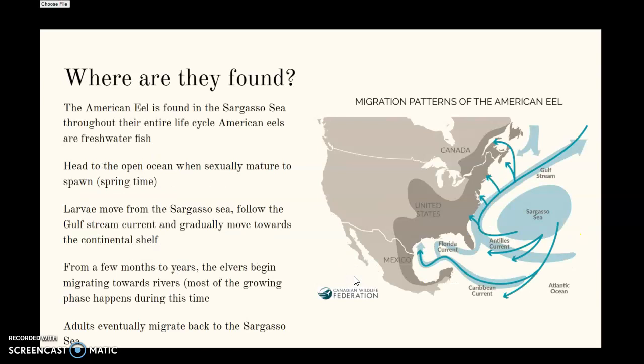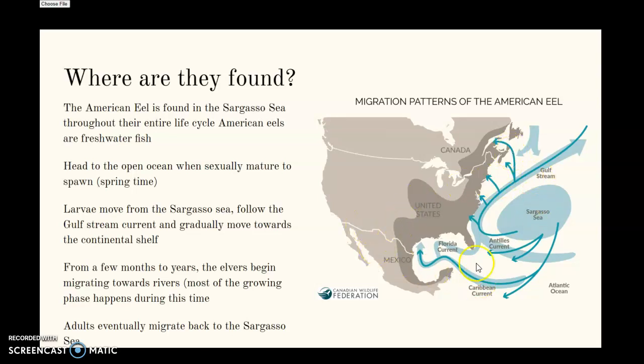Alright, and now where is the American eel found? So they are actually found in the Sargasso Sea, and they actually live most of their life cycle as freshwater fish. For migrating and spawning and reproduction, they head to the open ocean when they are sexually mature, which is during springtime roughly. And the larvae move from the Sargasso Sea. It follows the Gulf Stream, and then just gradually moves towards the continental shelves, and from there they begin migrating towards rivers and freshwater streams, and eventually they make their way full circle back to the Sargasso Sea.